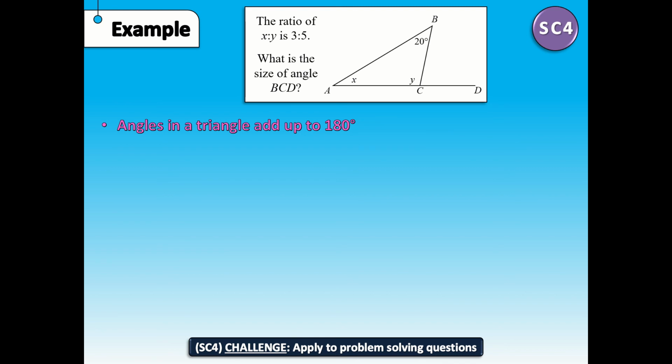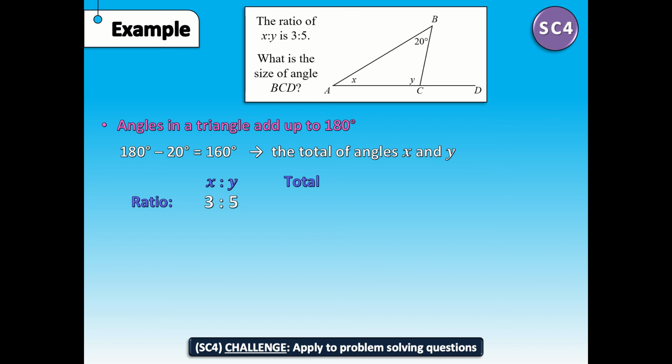So we know angles in a triangle add up to 180 degrees. So the total of angles x and y, when we add x and y together, it must make 160 degrees. So angles x and y are in the ratio 3 to 5. That's a total ratio of 8. We know that the total of those angles must be 160. So think about, what do we do to 8 to make 160? We times by 20. So we times both the ratios by 20 as well. That means angle x is 60 and angle y is 100.